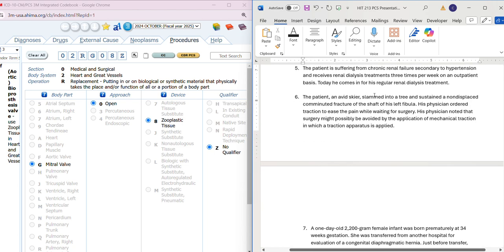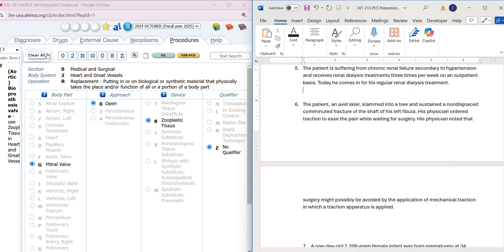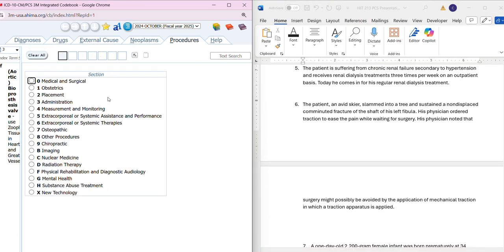Okay, on to number 5. Number 5 reads, the patient is suffering from chronic kidney failure secondary to hypertension and receives renal dialysis treatments 3 times per week on an outpatient basis. Today he comes in for his regular renal dialysis treatment. So this one's going to be a little different than our first 4.